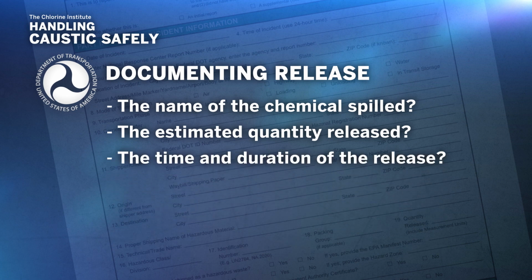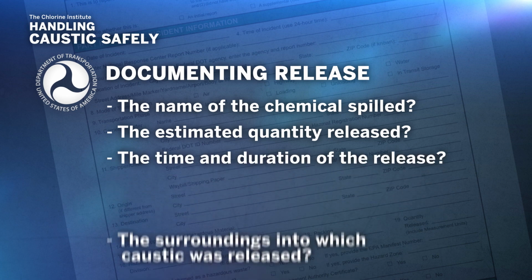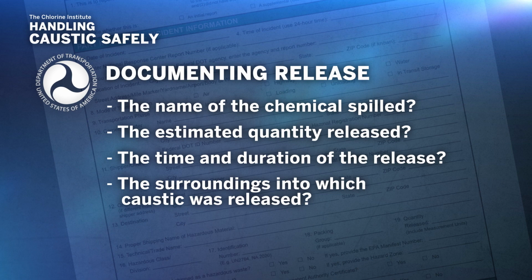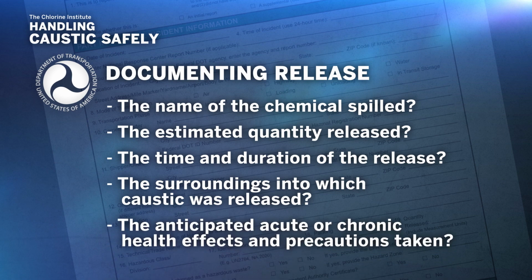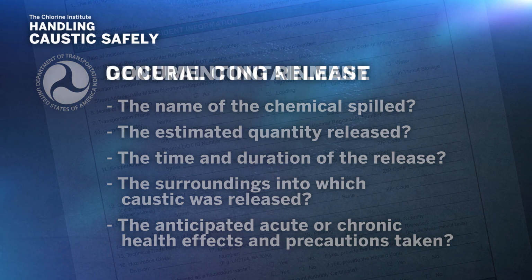What was the time and duration of the release? What are the surroundings into which caustic was released? What are the anticipated acute or chronic health effects, and what are the proper precautions that should be taken? This information can be obtained from the safety data sheet.